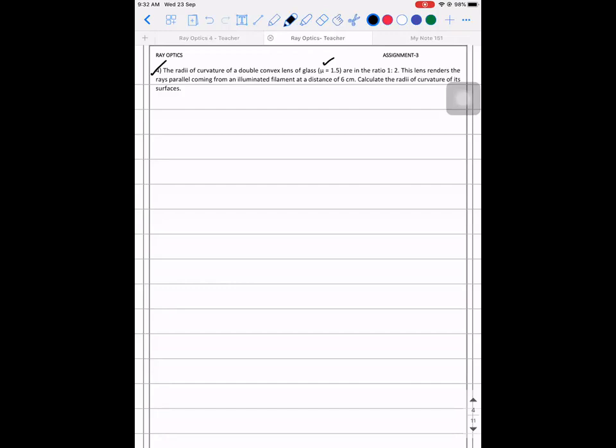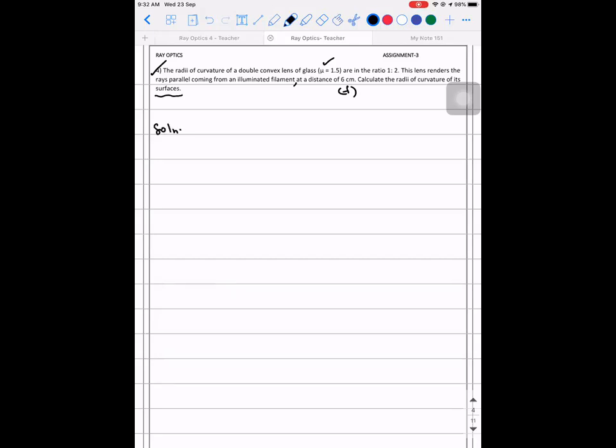What is the meaning of this? This lens renders the rays coming parallel from an illuminated filament, at a distance of 6 centimeter. The focus is 6 centimeter. Exactly. So they have given you the focus because rays parallel to the principal axis converge at focus for a biconvex lens. So this is the focal length they have given. Calculate the radii of curvature of its surfaces.